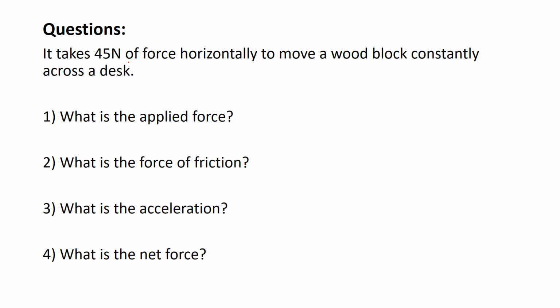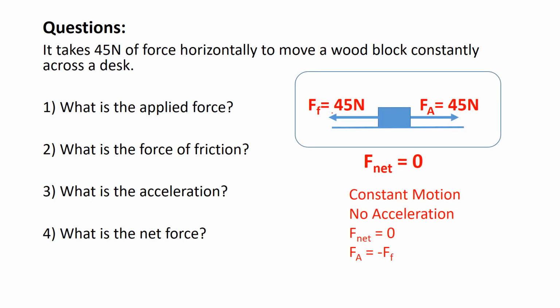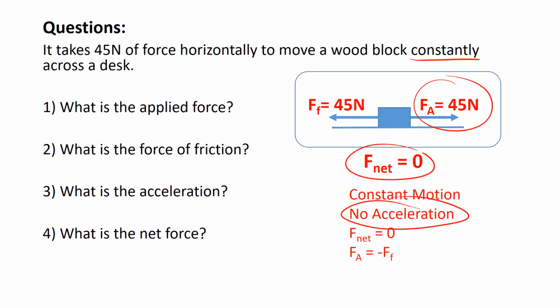It takes us 45 newtons of force horizontally to move a wood block constantly across a desk. Well, let's look at this picture. There's your picture. 45 newtons of force to move this block constantly. Watch out for that, because constantly means that there is no acceleration. And no acceleration means that there's no net force. And therefore, the force of friction must equal the force applied. So therefore, we can answer all these questions.